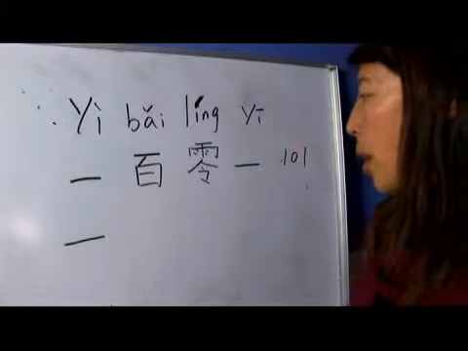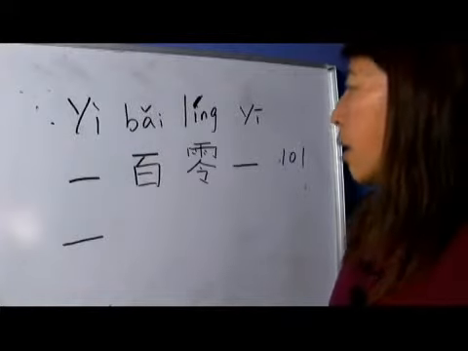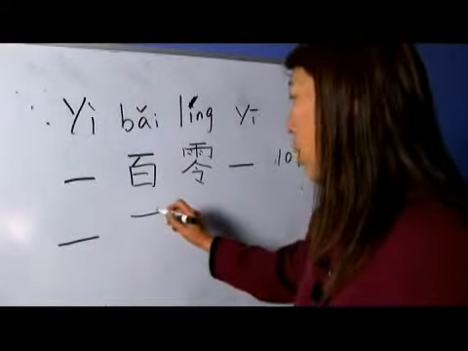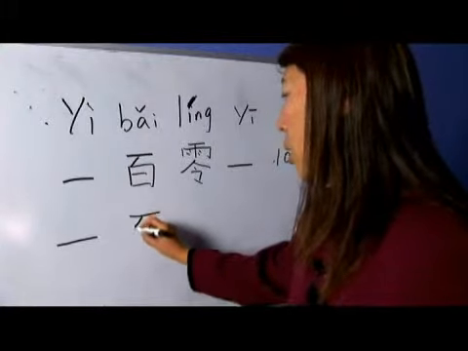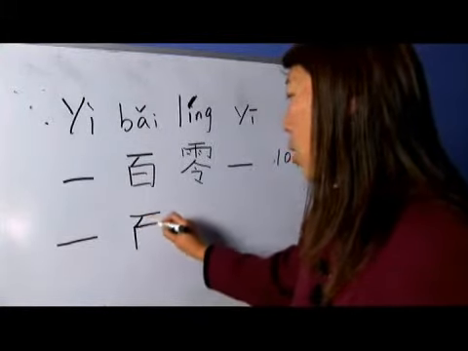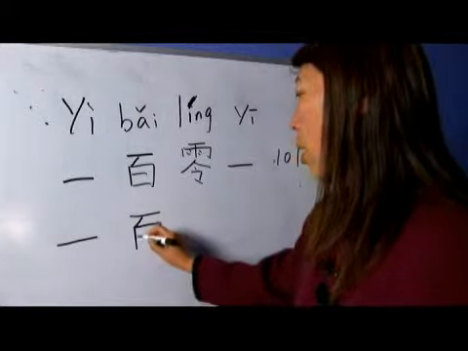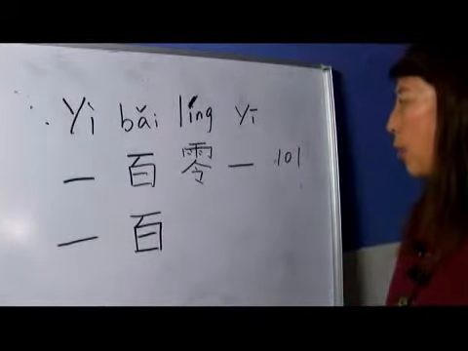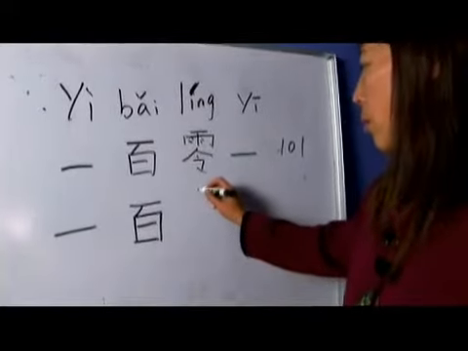So this is number 1. 百 is the character for 100. So horizontal, left falling, vertical, horizontal, vertical, horizontal, horizontal again. So 百 is 100. 〇 is 0.